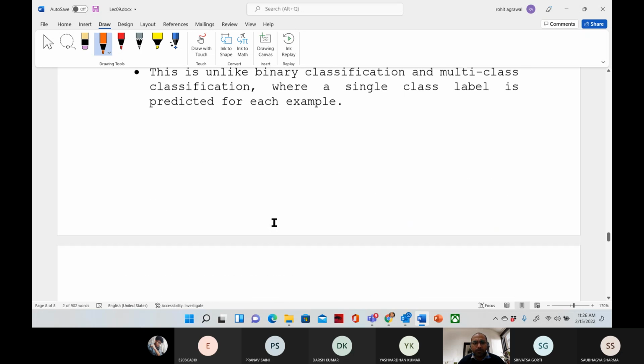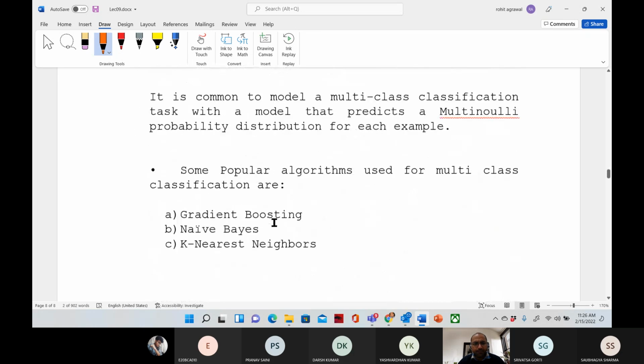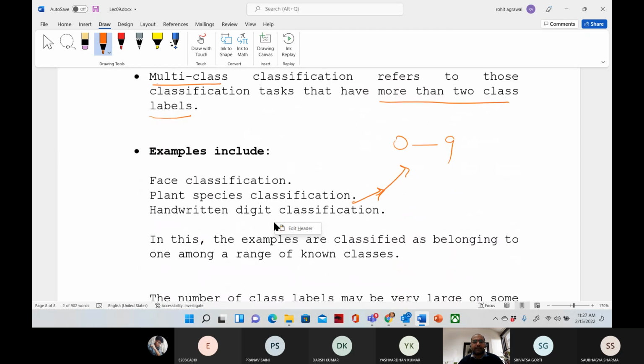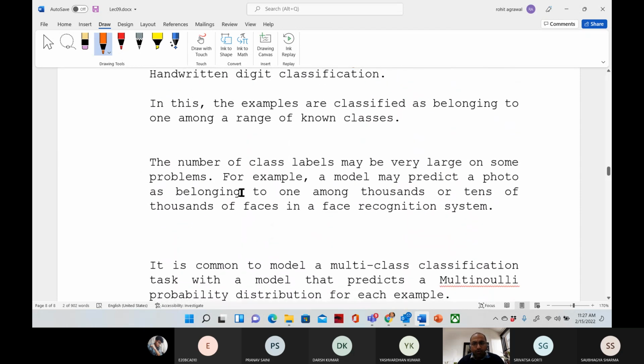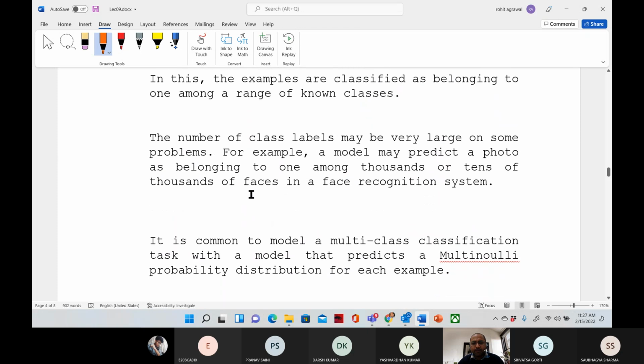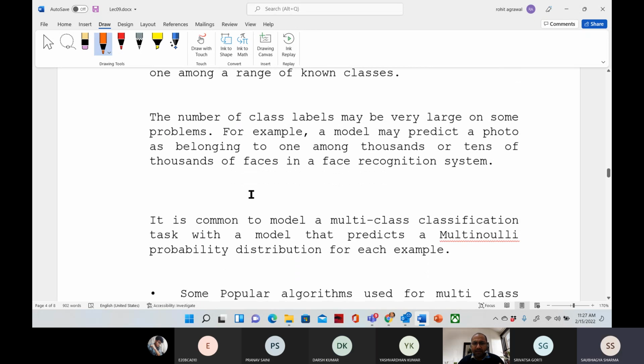So I'm coming back to my discussion. Where were we? Multi-class. Okay, I will discuss that part. No problem. So multi-class classification is clear. Yes, sir. Examples are clear.